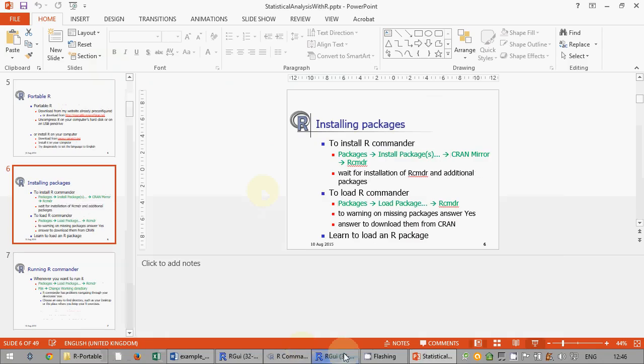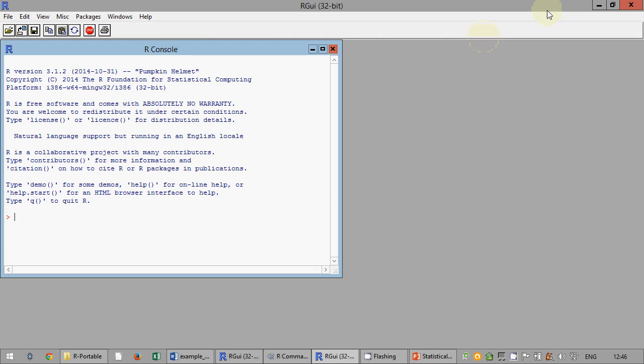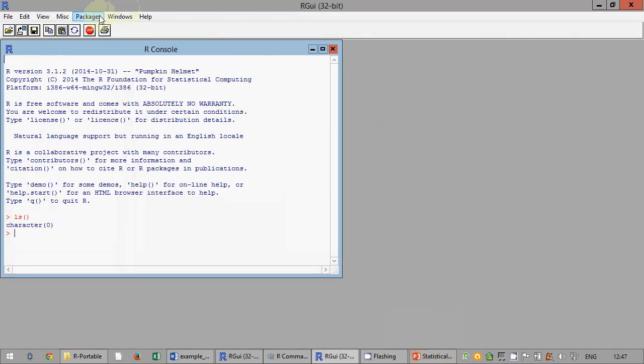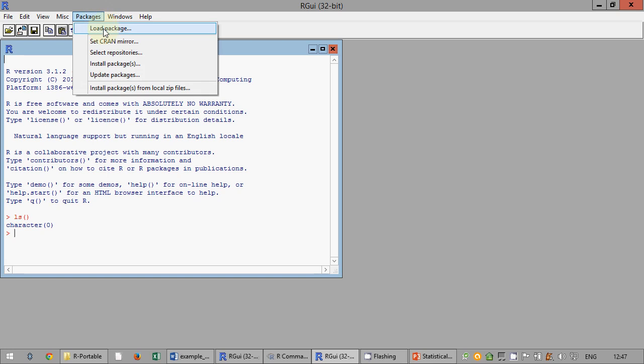Let's see. This is R. This is the R console. Working with the R console directly, writing the commands here, is really difficult. So we will work with a package which I have already installed for you. It's here, Packages, Load packages.